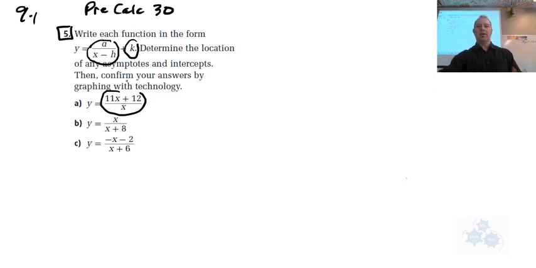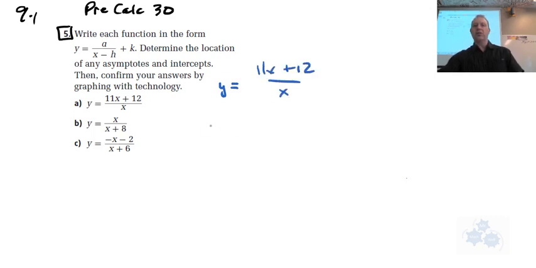All right. So how do we do that? Well, this does have a direct application to your future. So 11x plus 12 over x. What we want to do is rewrite that into 11x over x plus 12 over x.